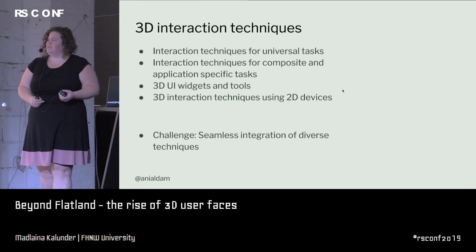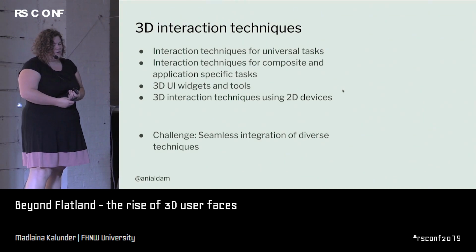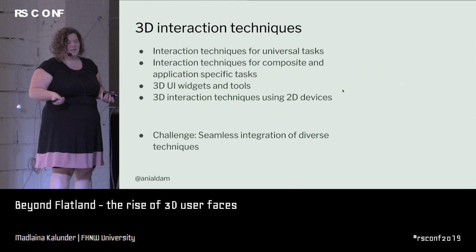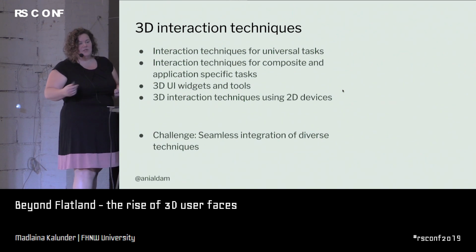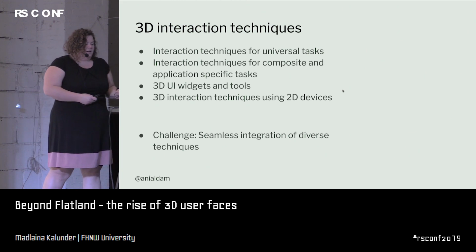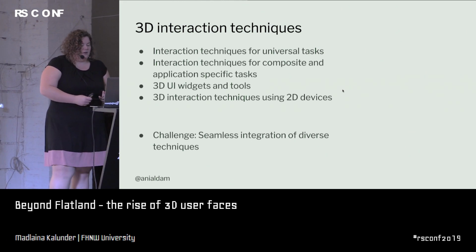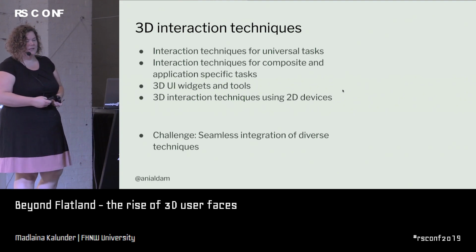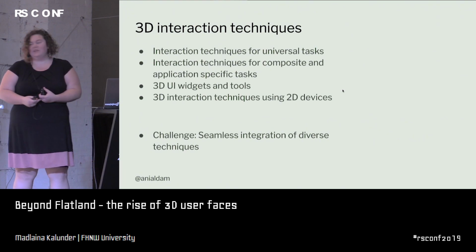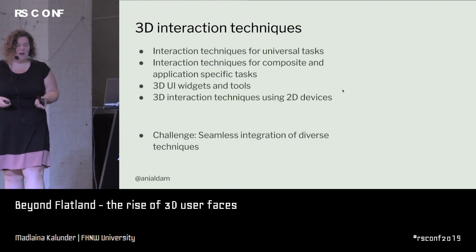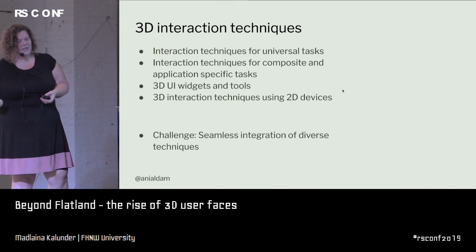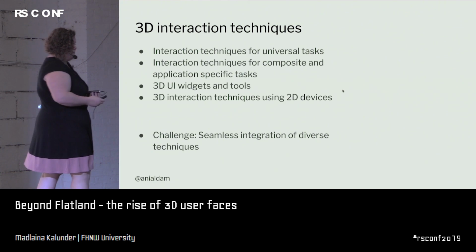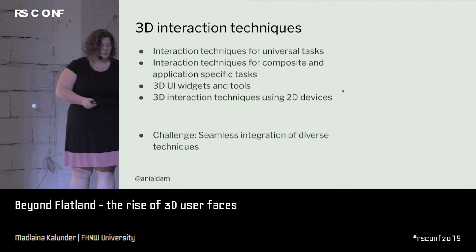So the classification suggests that we distinguish between interaction techniques for universal tasks, things you probably do in different applications, which are the ones that could be standardized. Interaction techniques for composite and application-specific tasks probably have to be developed per application. Then we have 3D UI widgets and tools. This is how we communicate information to the user and how the user interacts with our application visually.